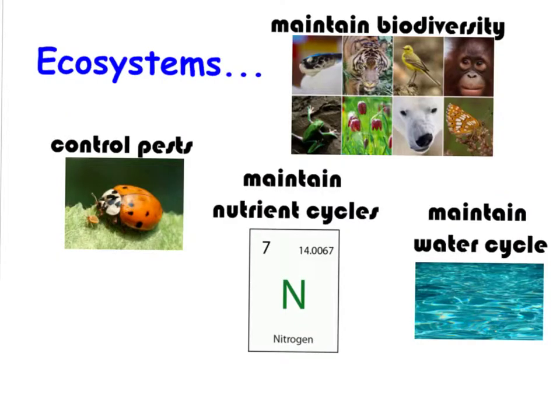So in addition to all of these points we've just mentioned, ecosystems provide a lot of other benefits and serve many other functions. They control pests. They maintain biodiversity. They maintain all of the different nutrient cycles, not just carbon. They maintain the water cycle. These are all very, very critical functions that ecosystems serve.